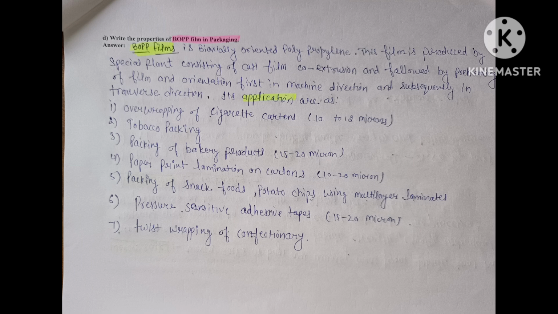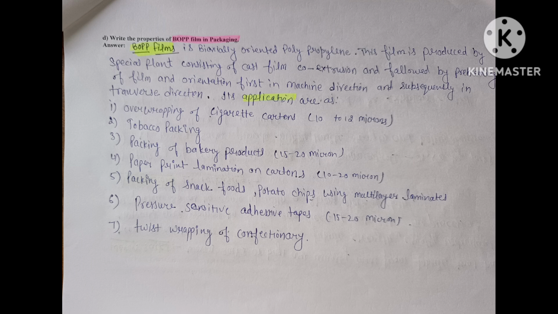D. Question is, write the appropriate properties of BOP film in packaging. BOP films are biaxially oriented polypropylene films. These films are produced by a special plant consisting of cast film extrusion, followed by preheating of the film and orientation, first in machine direction and subsequently in transverse direction.